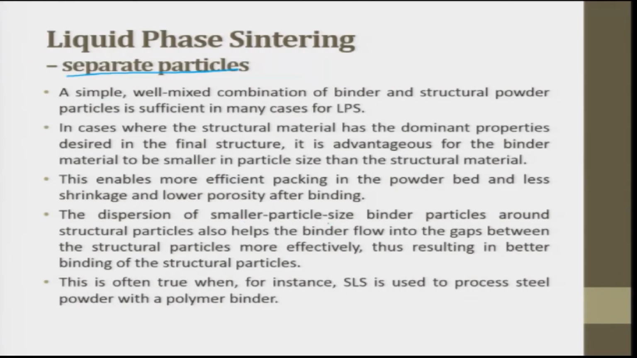The dispersion of the smaller particle size binder particles around the structural particle also helps the binder flow into the gap between the structural particles more efficiently, thus resulting in a better binding of structural parts. This is often true when, for instance, SLS is used to process steel powder with polymer binder. These polymer binders leave when you heat it, and now the steel particles can join each other and try to form a good compact.